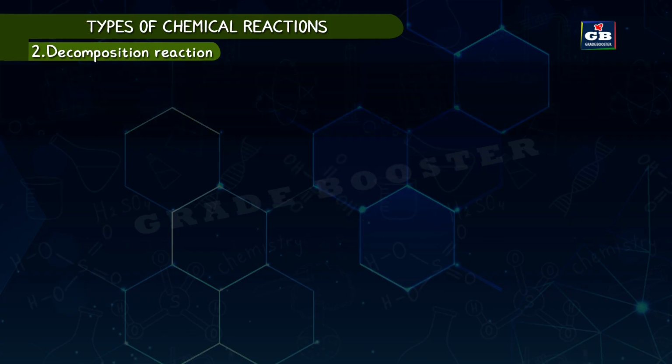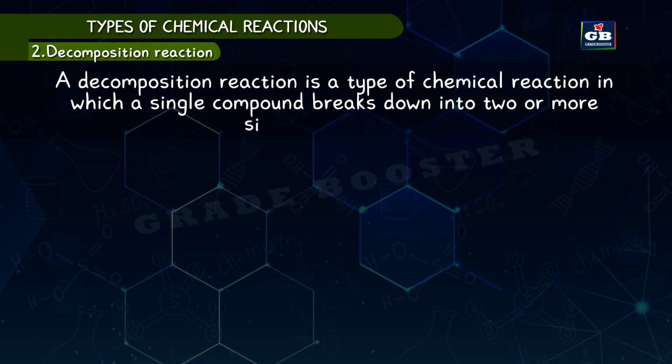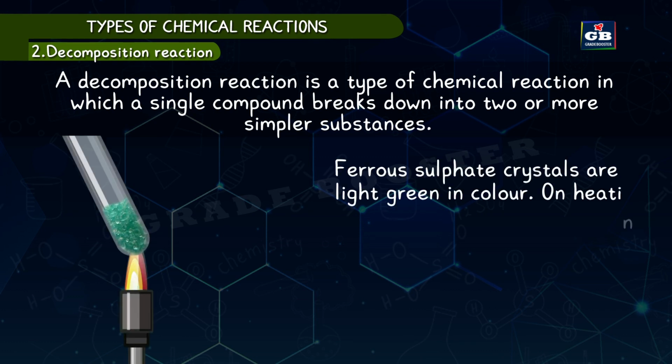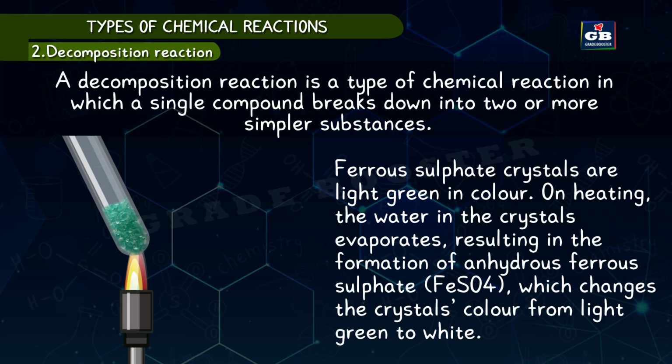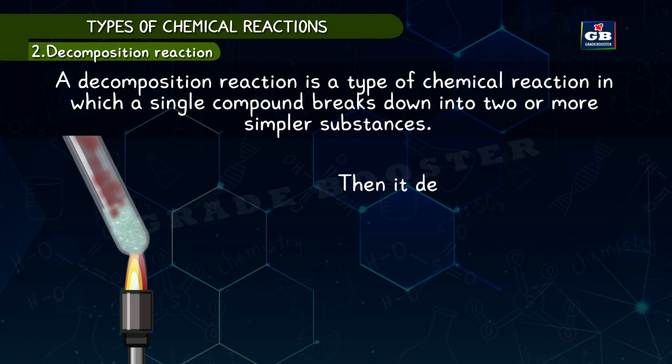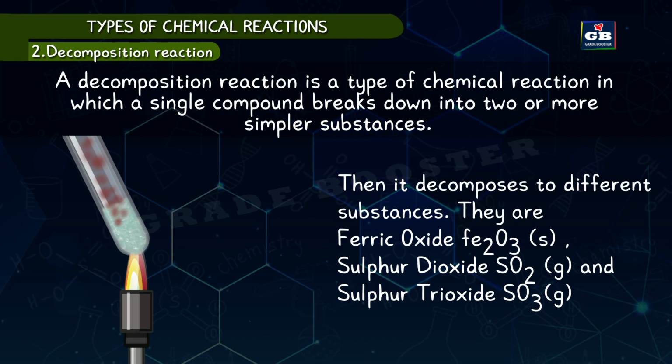Decomposition reaction. A decomposition reaction is a type of chemical reaction in which a single compound breaks down into two or more simpler substances. Let us see some examples of it. Ferrous sulfate crystals are light green in color. On heating, the water in these crystals evaporates, resulting in the formation of anhydrous ferrous sulfate. The color of the crystals changes from light green to white. Now this compound decomposes to different substances. They are ferric oxide, sulfur dioxide, and sulfur trioxide.